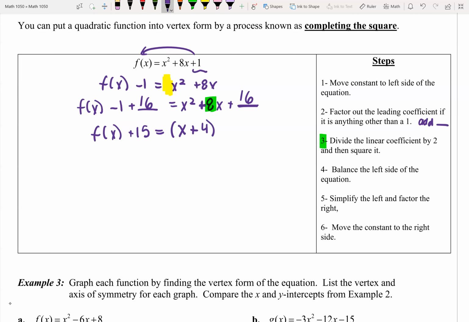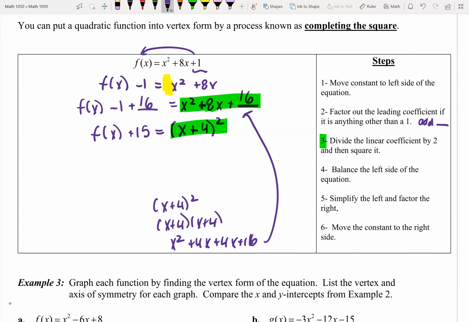We factored. Everybody just sit and watch. You don't have to write this down. x plus 4 squared is x plus 4 times x plus 4. Then if I FOIL it, it's x squared plus 4x plus 4x plus 16, which gives me exactly what I had right there. So all I did is just factor it.